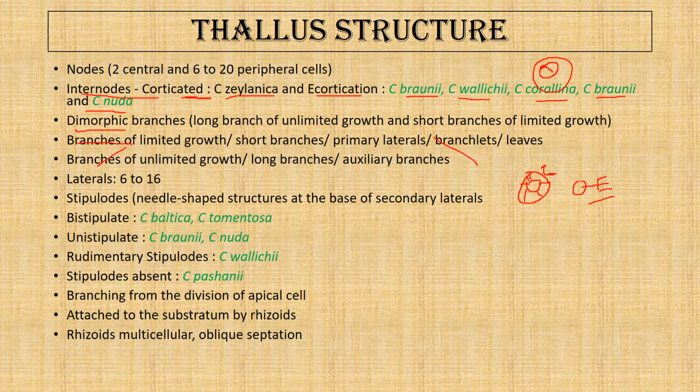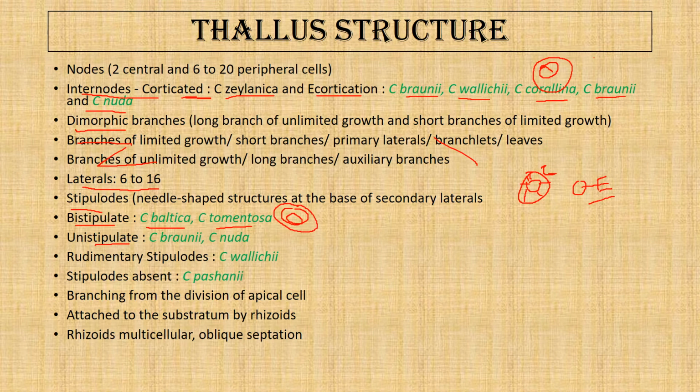So this is all about the dimorphic branches of limited growth and unlimited growth that I have discussed in the earlier slide. The whole of branches can be 6 to 16 depending upon the type of species. The secondary laterals or the stipulodes are bistipulode in the species Baltica and Tomentosa. Unistipulode means they are arranged in a single layer. The bistipulode is the two layer.